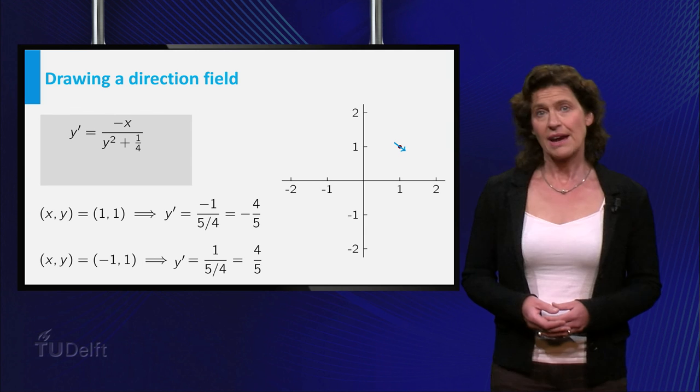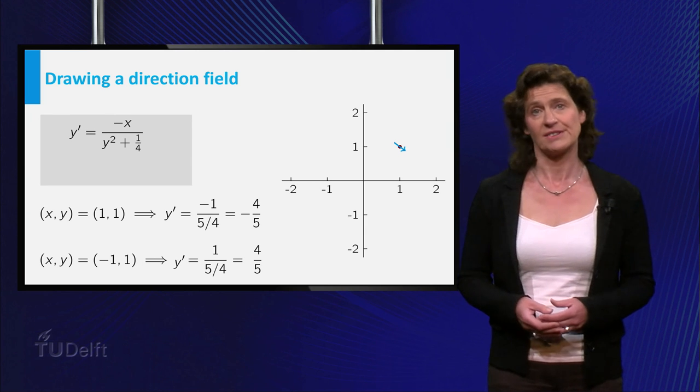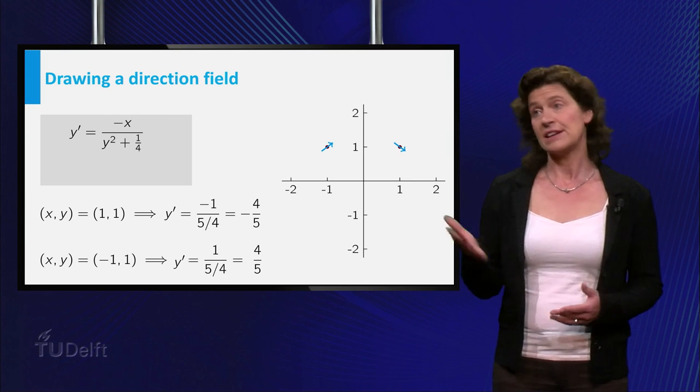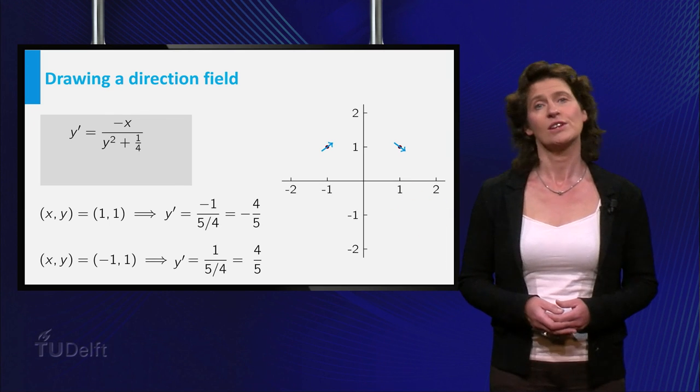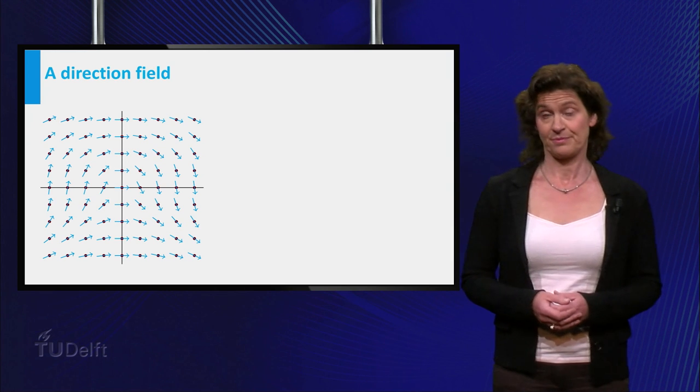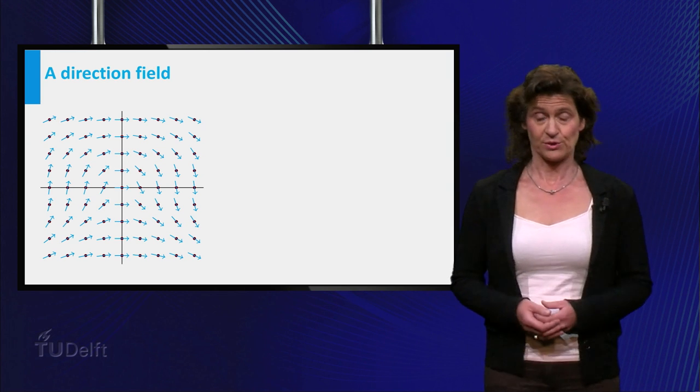For the point (-1, 1), the slope of the tangent is equal to plus 4 over 5. Here it is. You can do this for many other points and get this beautiful picture. This is called the direction field.